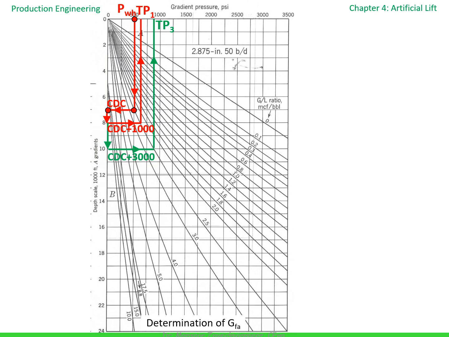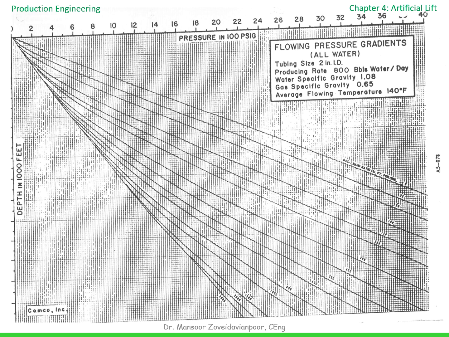This figure shows the graphical method for determining GFA. Starting from PWH, we apply the chart depth correction, move to the appropriate GLR curve, and read the tubing pressures at different depths. Those pressure depth points are then plotted to establish the flowing tubing pressure traverse above the injection point.